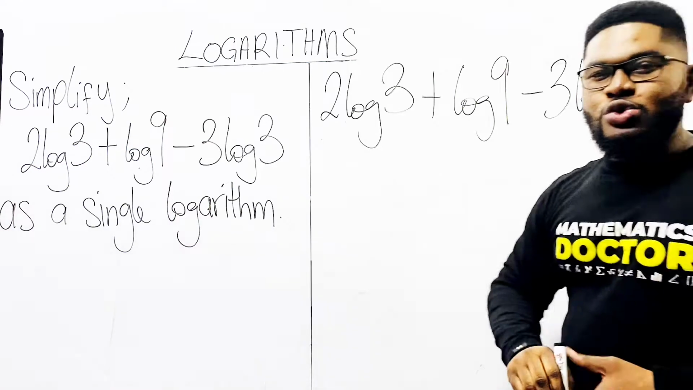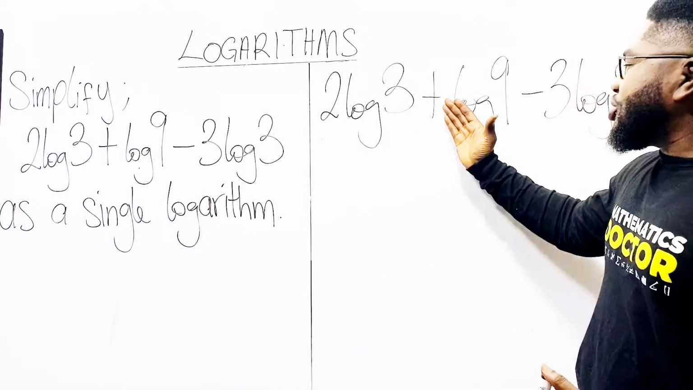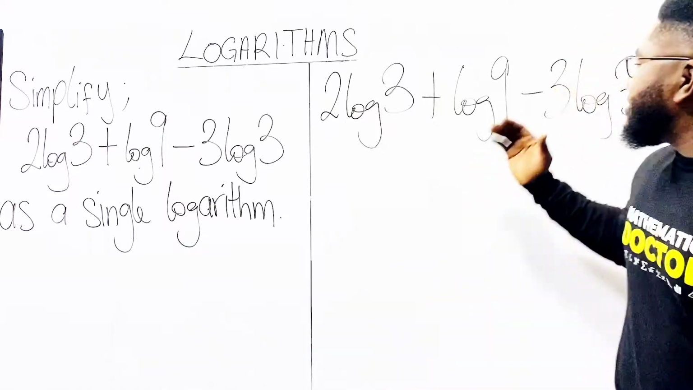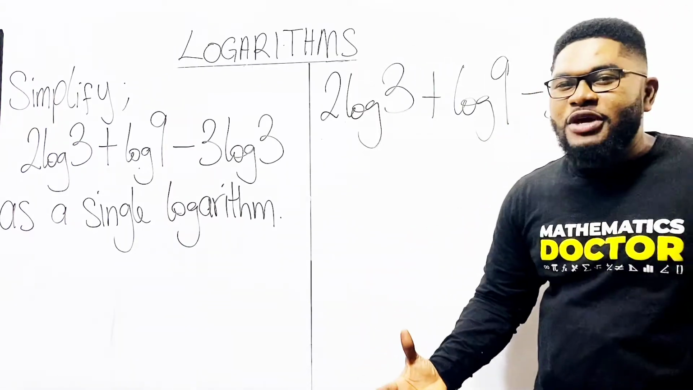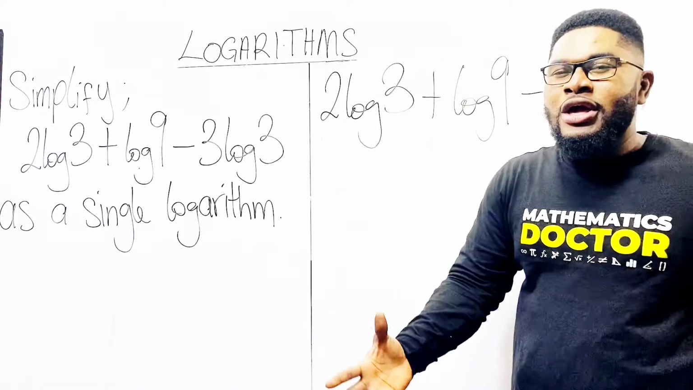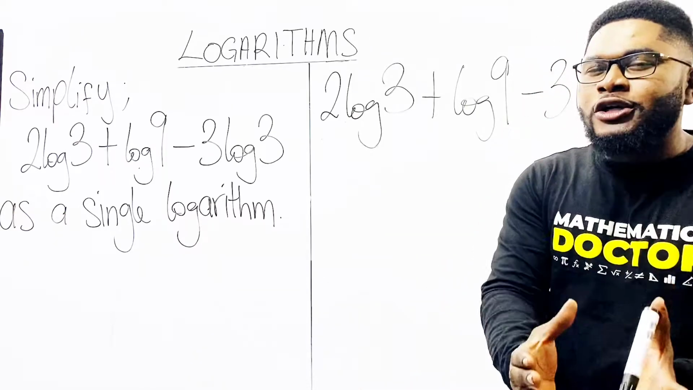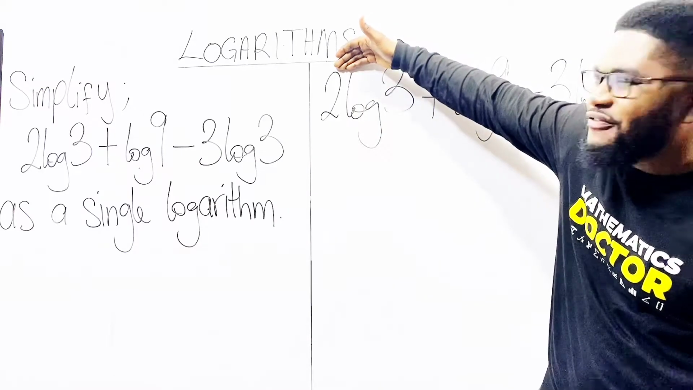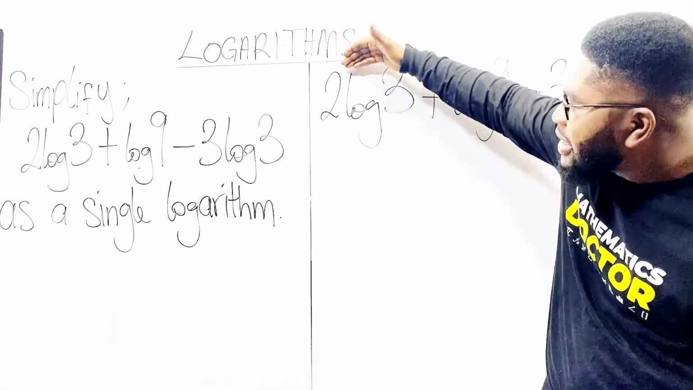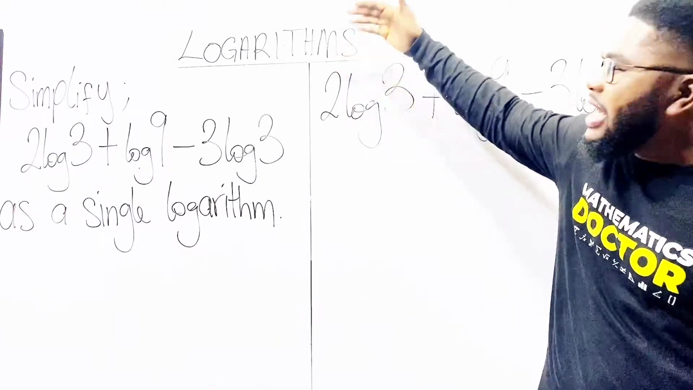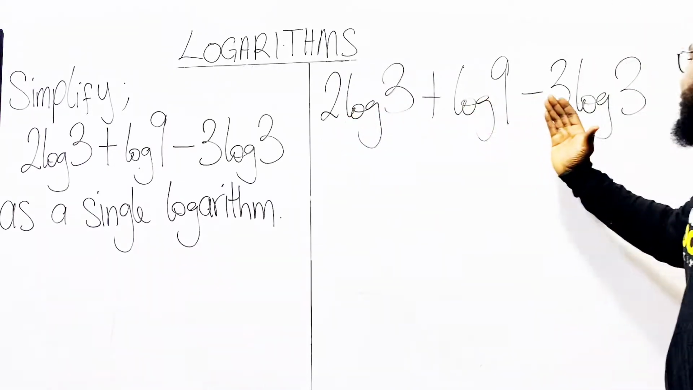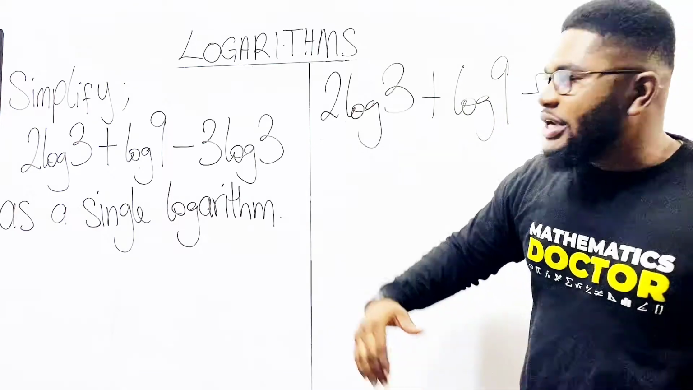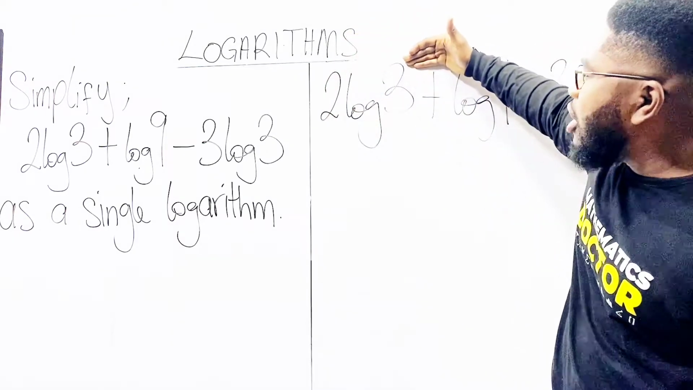Now I taught you about the laws. There is an addition sign, so thank God we can use the first law. There is a subtraction sign, still the same thing, so we can use the second law. But before you use the laws of logarithm, please make sure the log has no number before it. That is to say, before the log, there is no coefficient. Here there is a coefficient of 2. And even here there is a coefficient of 3. So I'll have to use the third law of logarithm. The 2 will move to become a power of the number 3.